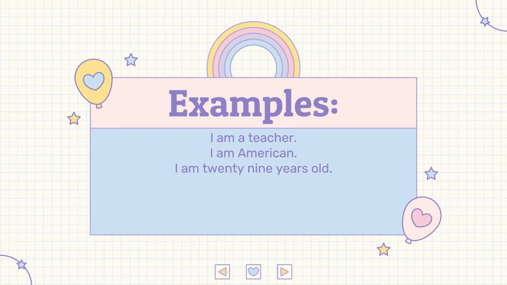Examples: I am a teacher. I am American. I am 29 years old. I am tall. I am bored. I am excited.